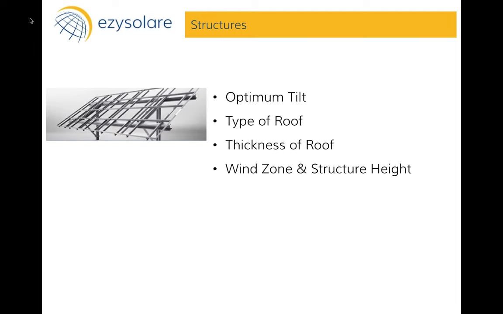Moving on, cables. Now, when it comes to rooftop cables, there are two kinds of cables. There is a copper cable and there is an aluminum cable for rooftop solar systems.